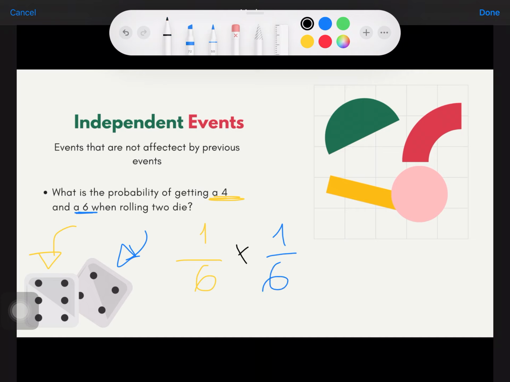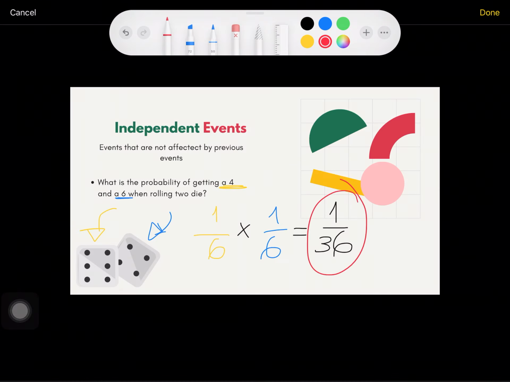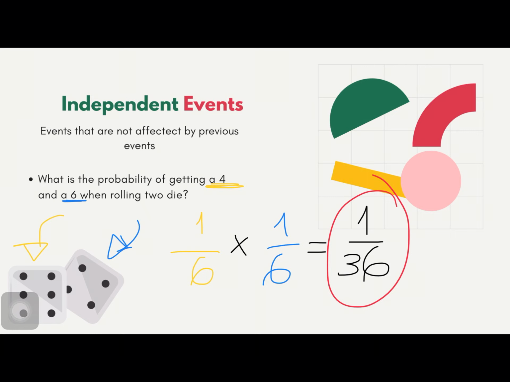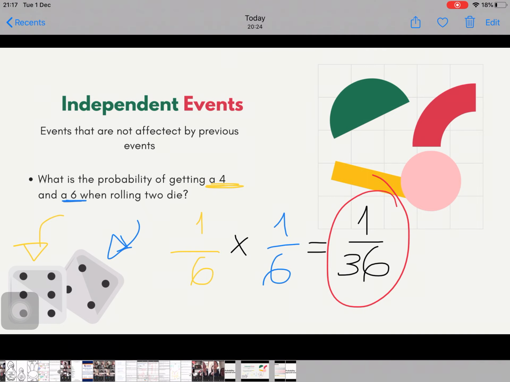Remember that probabilities are multiplied, okay? So I just need to multiply 1 times 1, which is 1, and 6 times 6, which is 36, and that is my probability. That means that the chances of getting a 4 on one die and a 6 on the second die are 1 out of 36. And that's it. I'm sure you can easily understand and identify the reason why it is an independent event. The first event, the first try that I did, which was getting a 4, didn't affect the fact that I get a 6 in the second one. They were not connected, thus they were independent events.